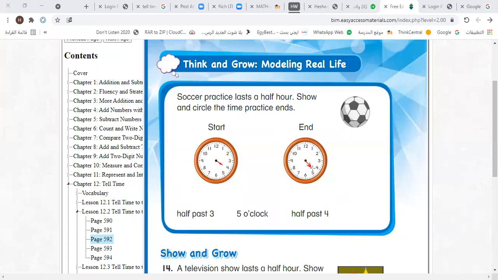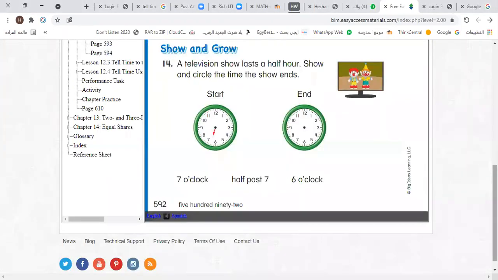Okay, now let's answer the next question. I'll clear this and let's answer now question number 14. A television show lasts a half hour. Show and circle the time the show ends. The show started at 6:30 and it takes half hour. 6:30 and half hour equals what? 6:30 and half hour equals 7 o'clock.